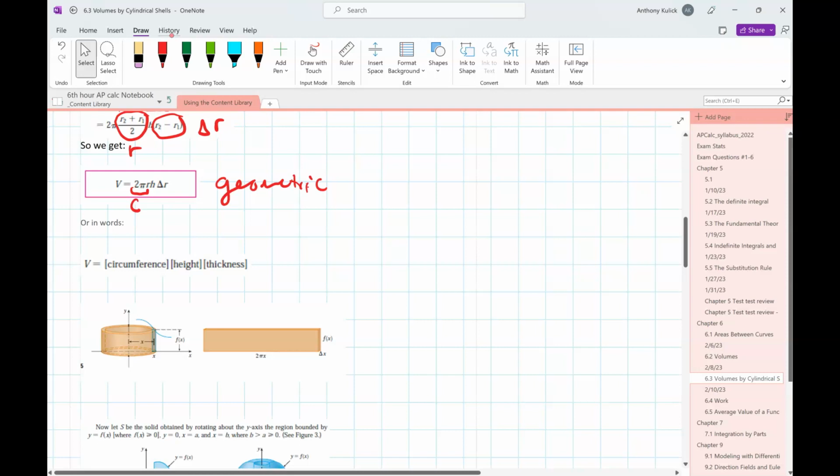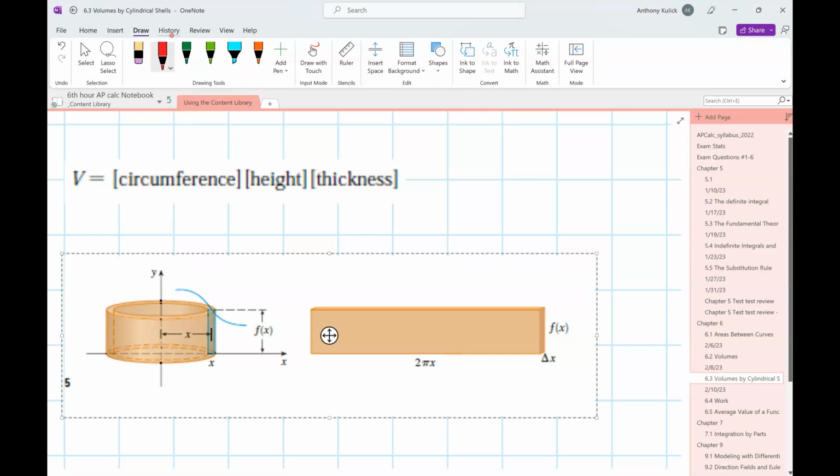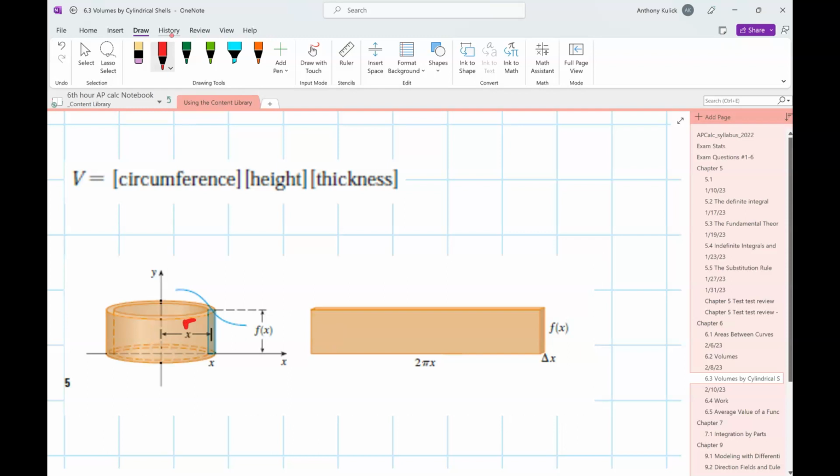So here's some function f of x that I've sketched in here in blue, and here's the cylindrical shell that I'm building, one specific cylindrical shell. The radius for that is going to be the distance from the axis that we're rotating our solid around to our sample point. In this drawing, that length is x.